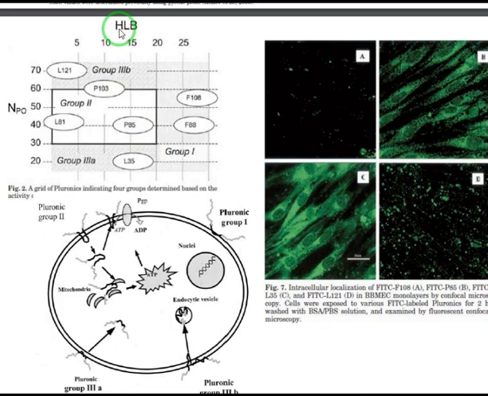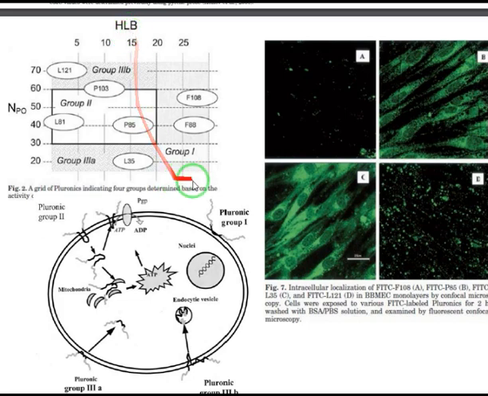Here you see the HLB and the different groups of micelles which have been prepared to see whether the function of the PGP molecules is going to be stopped or not. But let's see what HLB is. HLB is the hydrophilic-lipophilic balance.